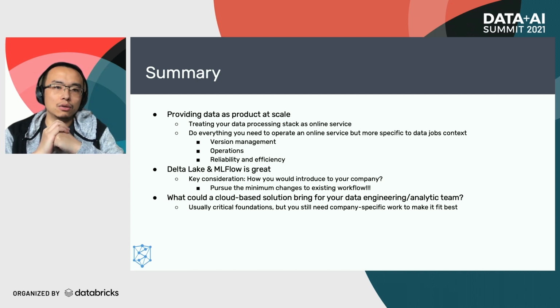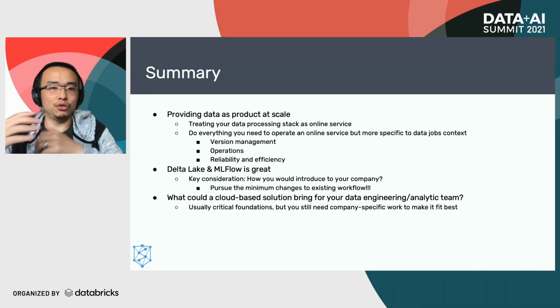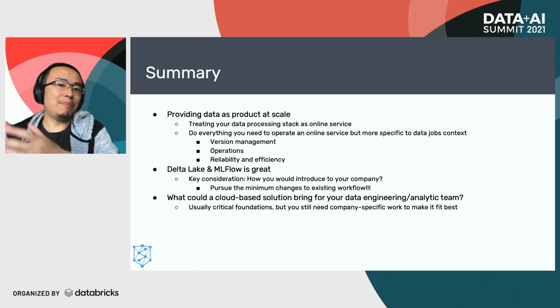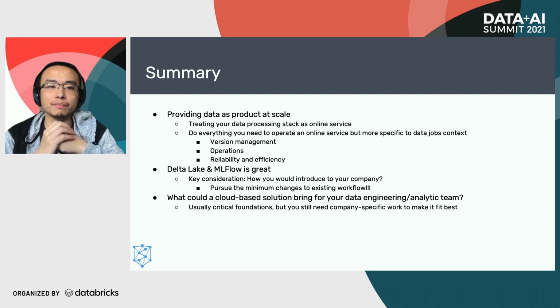Okay, so in summary, providing data as the product at a very large scale is challenging because essentially you are treating your data processing stack as an online service. You need to do everything you need to operate an online service, but also you need to do some mapping to the context of data jobs.